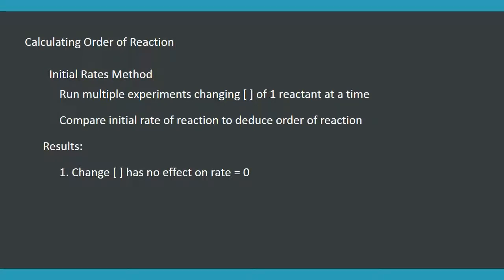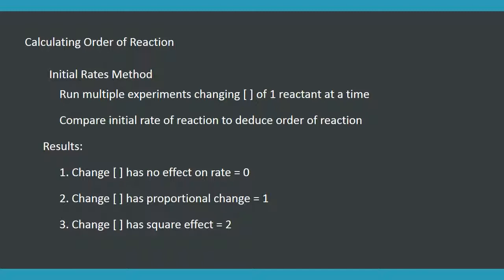If you change the concentration and there's no effect on the rate, that means the order is 0. If you change the concentration and it has a proportional change, you have a first order reaction. So if you double the concentration, you double the rate. If you triple the concentration, you triple the rate. It is proportional.